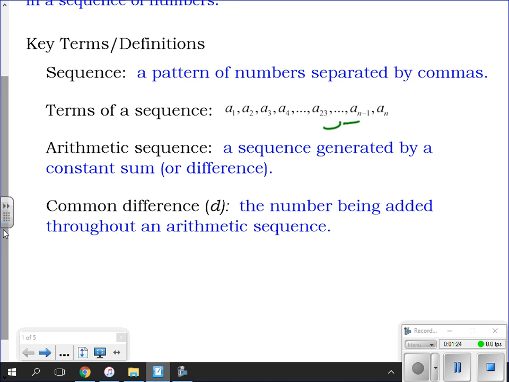An arithmetic sequence is a sequence generated by a constant sum or difference. In other words, how do I get from one to the next? I add the same number or subtract the same number each time. We don't think about subtraction, we think about it in terms of adding a negative. So if I add the same number each time, either positive or negative, to get to the next number in the sequence, that is an arithmetic sequence. The number that we are adding every time is the common difference, and we use D for that.